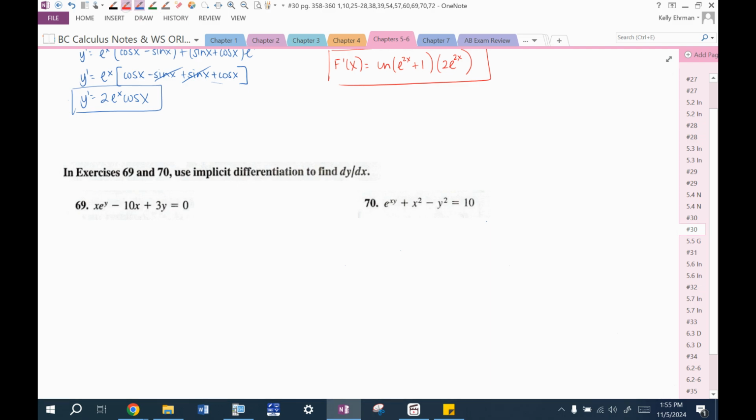All right. Use implicit differentiation to find dy dx. So we need to take the derivative with respect to x of both sides. We're going to have to use a little product rule right here. But let me write out my work first.